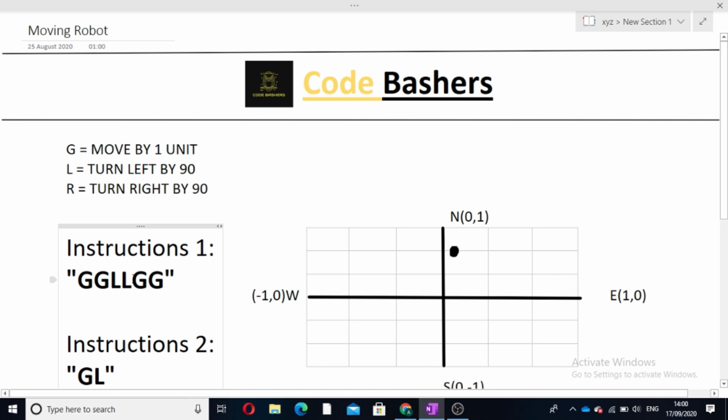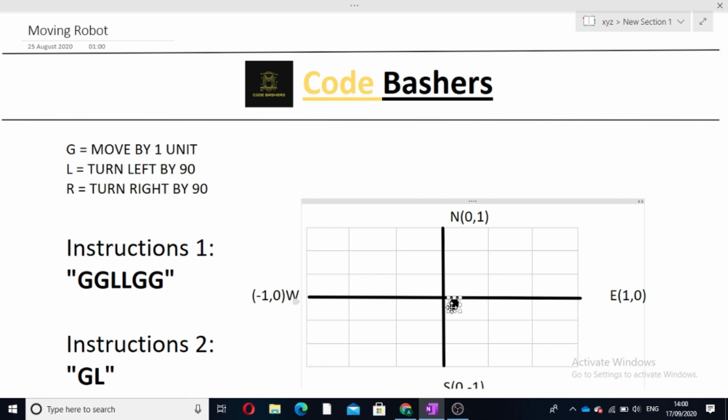Now G has occurred, so now it has to move 1 unit in south direction because it is facing south. So now robot is moved by 1 unit in south direction. Now again it has encountered G, so now again it will be moved by 1 position. Now after performing these instructions, it has reached at its initial position, that is 0, 0. So once it has reached its initial position, it has covered a circular path and hence the answer will be true for this case.